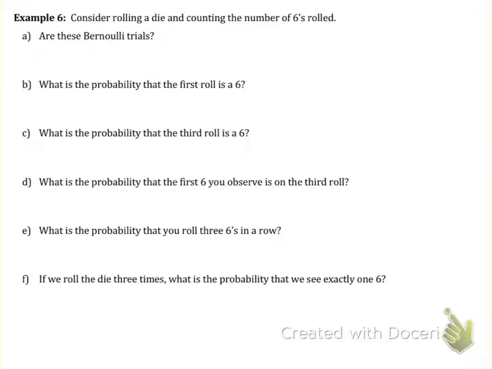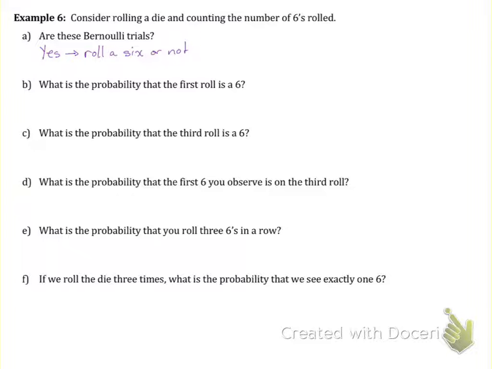And we would say yes. They're Bernoulli trials for 3 reasons. 1, we either roll a 6 or we don't. Bernoulli trials only have 2 outcomes. It's a yes or no, you do or you don't type of situation. So yes, these are Bernoulli trials. We either roll a 6 or not.